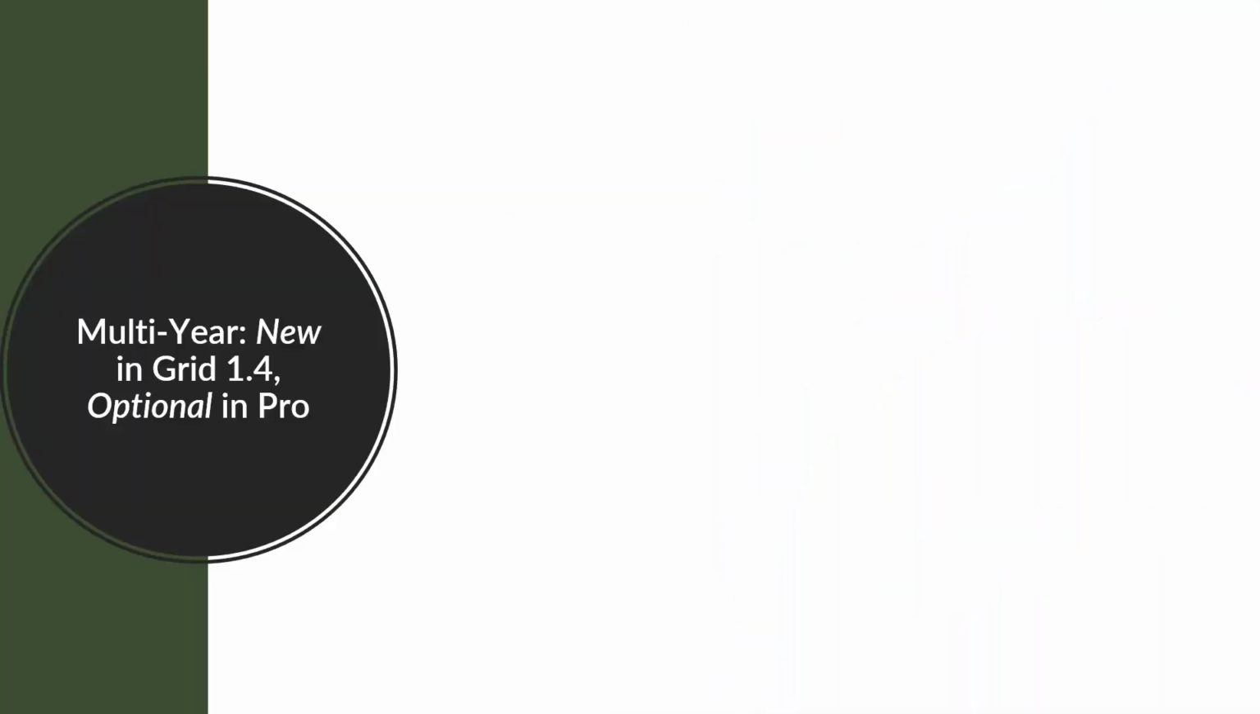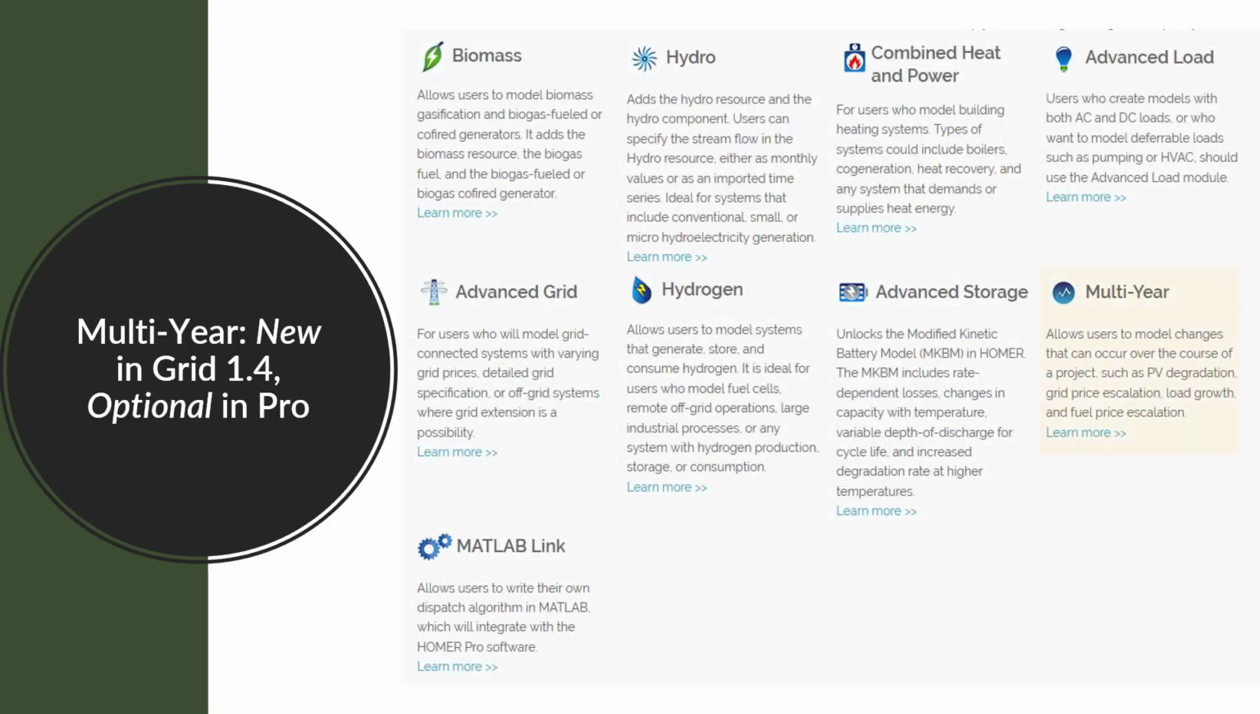So just before we hear from Peter, I want to explain how this multi-year capability is presented in each product. The ability to explicitly model year by year rather than just 1 year, which was the original HOMER standard, was just introduced in HOMER Grid 1.4 this week. And Peter's also going to show you the other new features in this release. In HOMER Pro, multi-year is one of 9 optional modules that you can add to the base product. So if you have a HOMER Pro license and you don't see the multi-year functionality, please contact our help desk or your sales rep about getting that added to your HOMER Pro license.